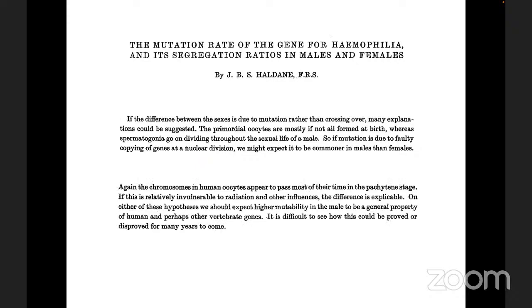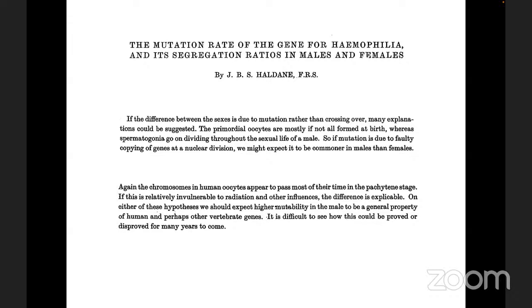And he says, again, it's weird English. By again, he means, on the other hand. So on the other hand, the chromosomes in human oocytes appear to pass most of their time in the Pachytene stage. If this is relatively invulnerable to radiation and other influences, the difference is explicable. So now his hypothesis is maybe there's just something fundamentally different about the way that males and females package and protect their gametes, right? He doesn't know which one it is.